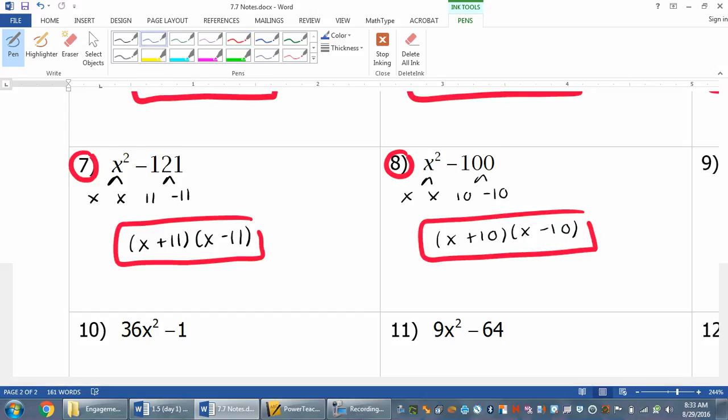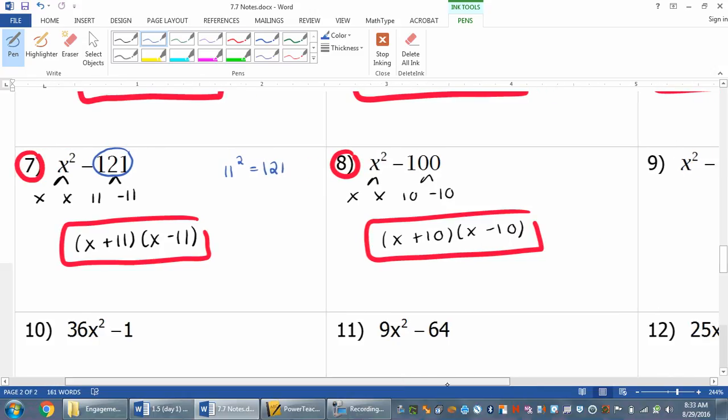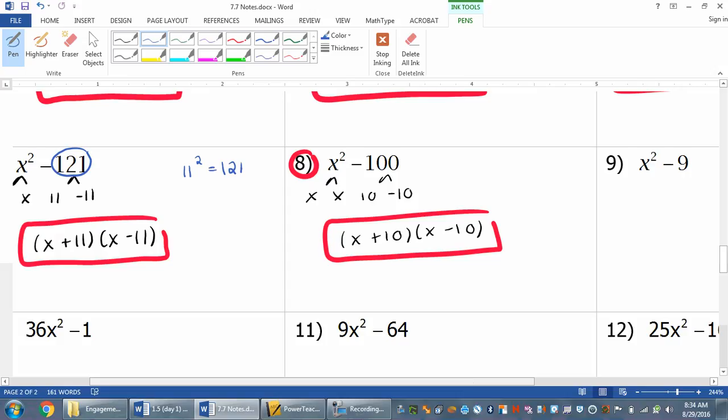All right, let's check to see if you got the correct answer. 7 is going to be x plus 11, x minus 11. I chose 11 because 11 squared is 121, and that's what I want. 8 ends up being x plus 10 and x minus 10. Again, I know to use 10 because 10 squared is equal to 100, and that's what I want.